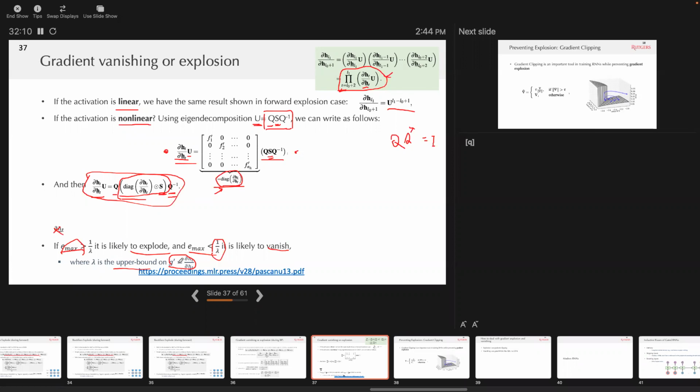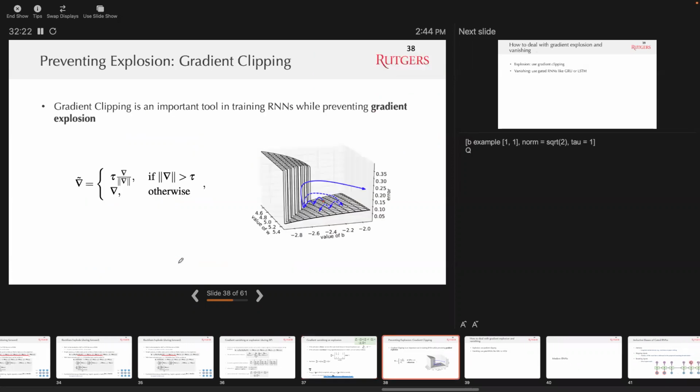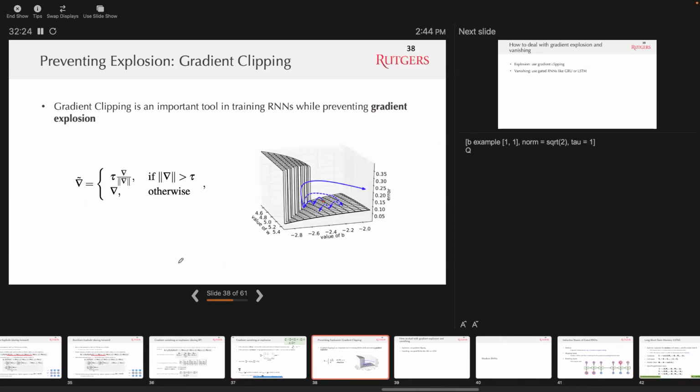So we have this gradient vanishing problem, and we have this gradient explosion problem. One simple trick that people usually use to mitigate this gradient explosion problem is called gradient clipping. This gradient clipping is a very simple idea. If the gradient norm is too large, then we're going to renormalize it such that it's going to have an L2 norm of at most tau.